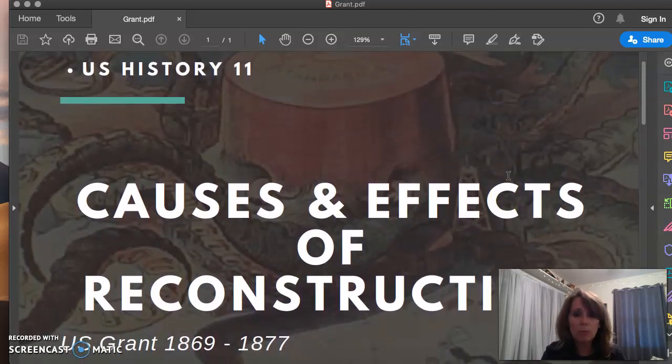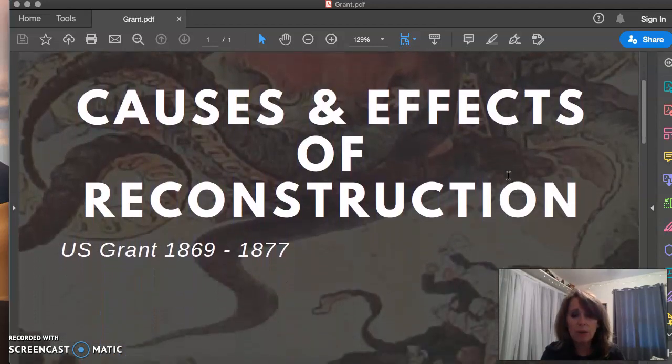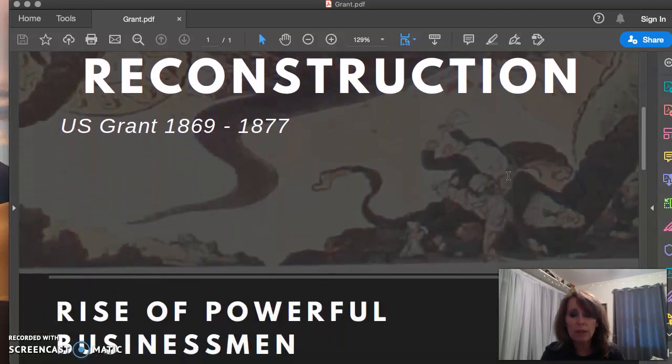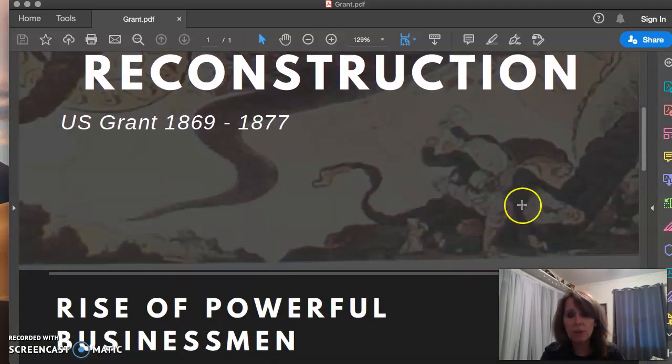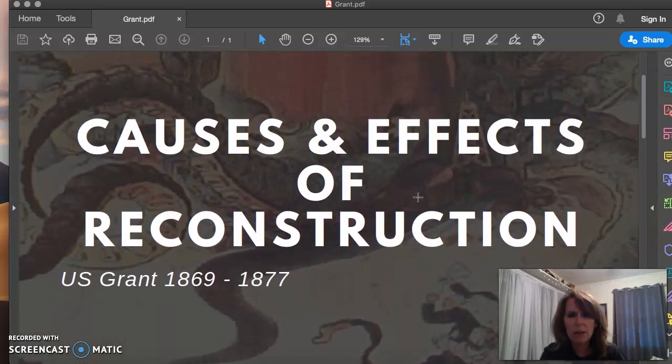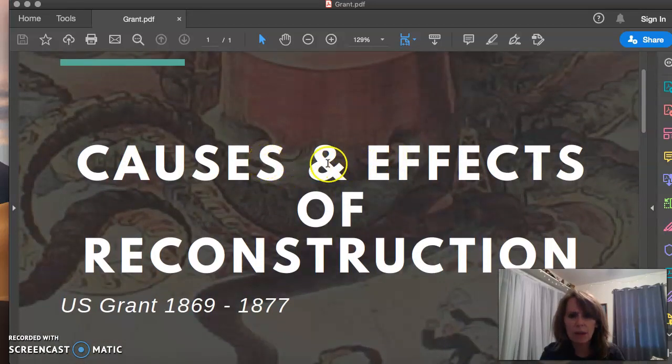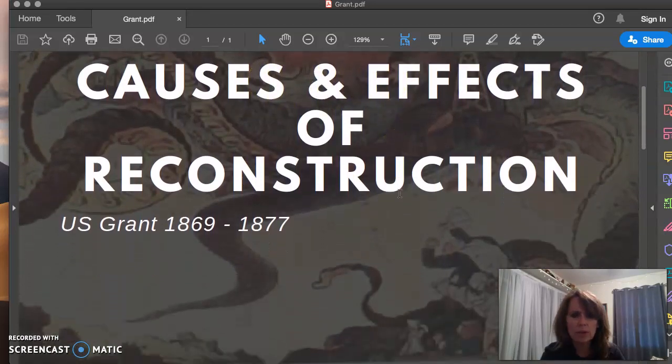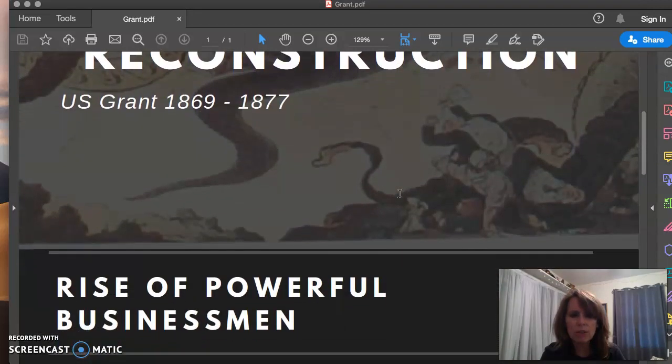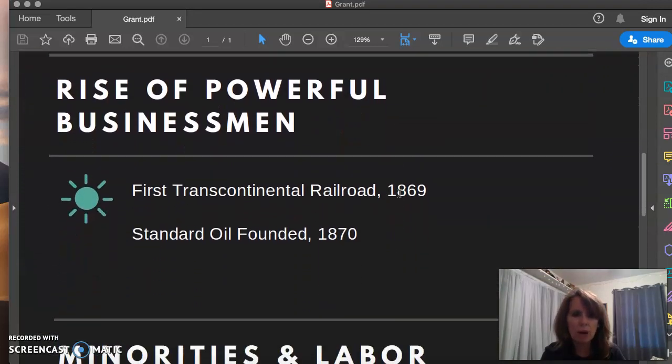So this is a really famous cartoon, and you can see here at the bottom, you see these congressmen in the grasp of Rockefeller. You see his menacing eyes here. You can see him behind the causes and effects of Reconstruction. And so one of the characteristics of this era is the rise of powerful businessmen.